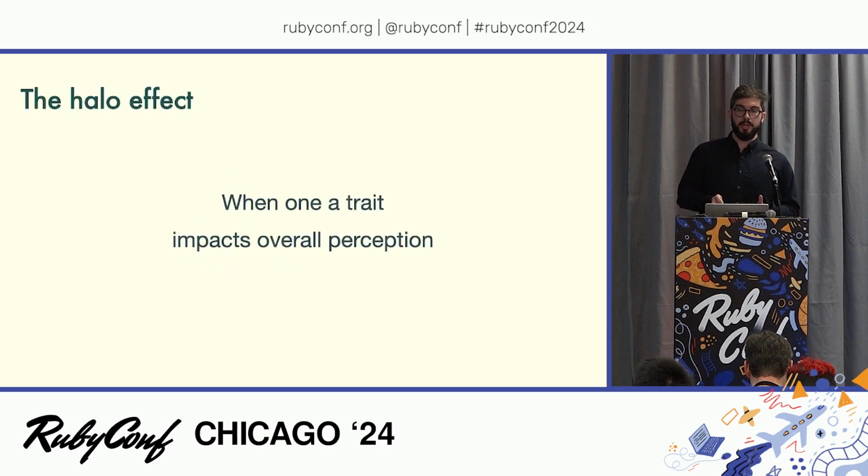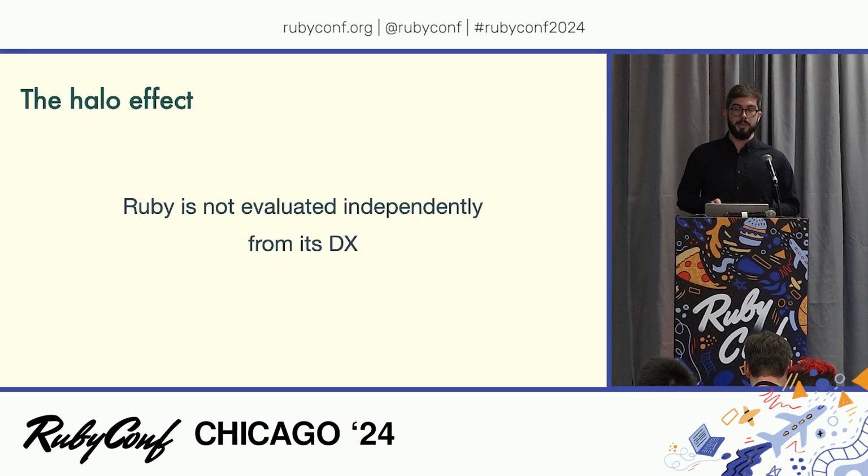It is when one trait impacts the overall perception of that thing. I do not believe that Ruby is immune to this effect. I don't think that Ruby, the language, is evaluated independently from its developer experience. So a new developer wouldn't know where the language ends and the tooling starts, or who maintains what. So the developer experience is important for a new developer to evaluate how they feel about Ruby and what their first contact with the language is, how they feel about that.